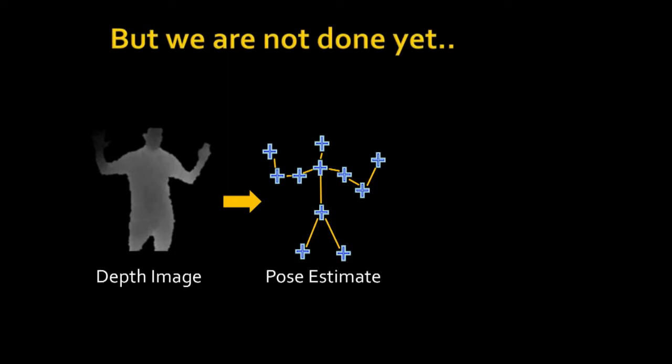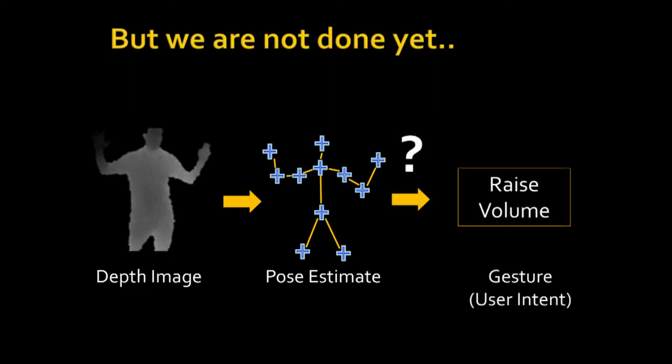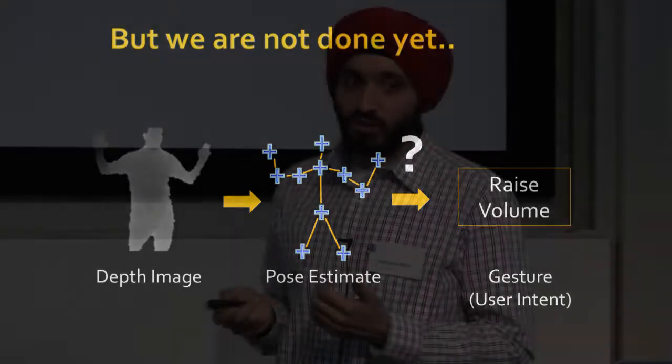Okay, well, this is great, right? But we are not done yet. So what is the task which is remaining? The task which is remaining is actually a much more difficult problem, which is to find the mapping between this space of movements and the actual user intent. So what did the user want to do while he was making a movement, right? Suppose he wanted to raise the volume of a media player. How would you define this mapping?